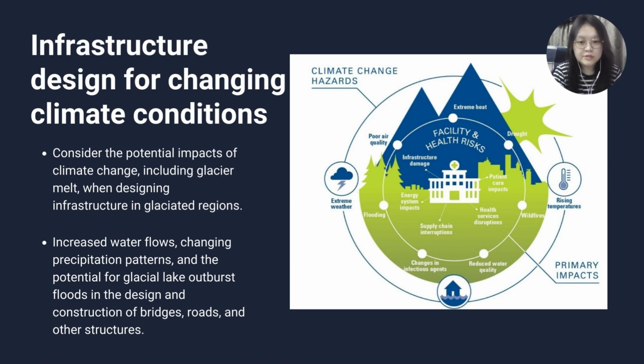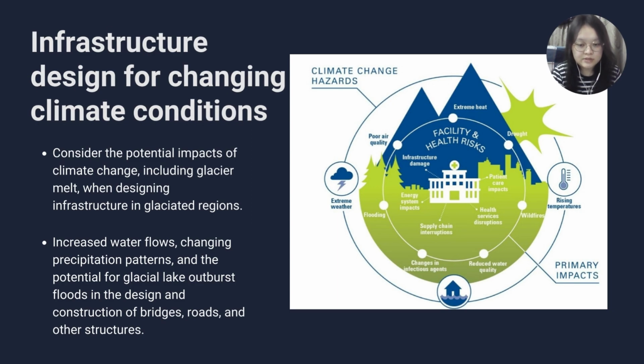Consider the potential impact of climate change, including glacier melt, when designing infrastructure in glacier-dependent regions. Increased water flow, changing precipitation patterns, and the potential for glacier lake outburst floods should be considered in the design and construction of bridges, roads, and other structures.